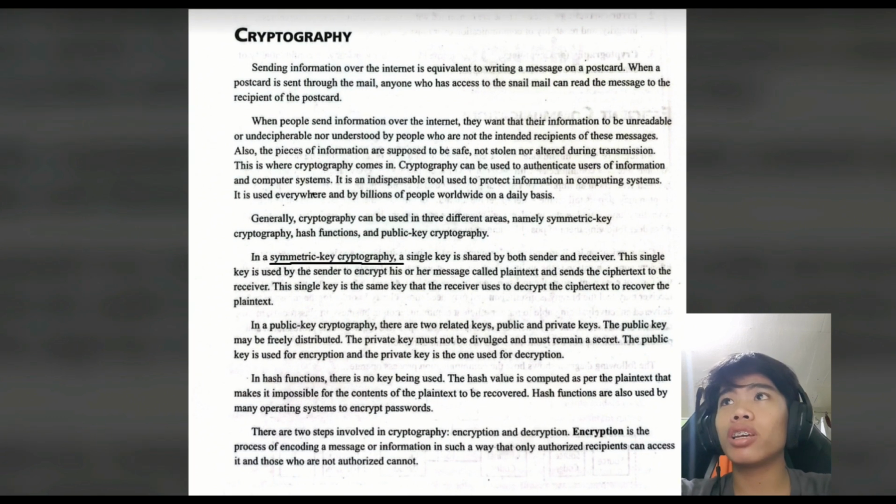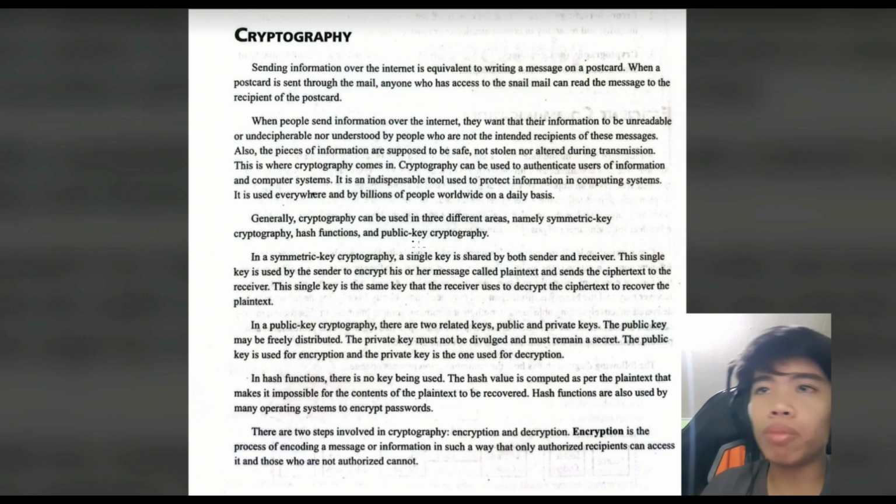So next one is the public key cryptography. So public key cryptography, there are two related keys, public and private keys. The public key may be freely distributed. The private key must not be divulged and must remain a secret. The public key is used for encryption and the private key is one used for decryption.